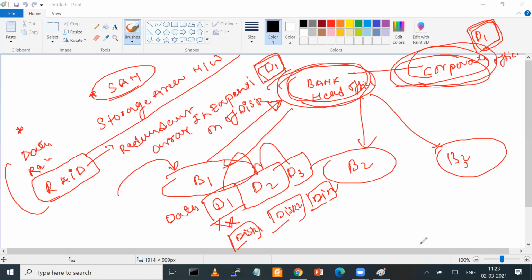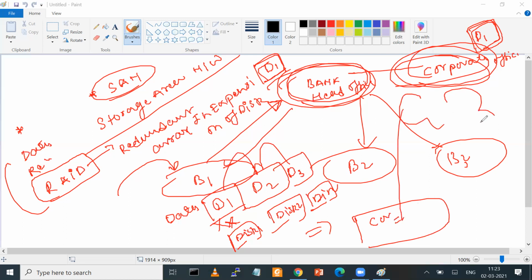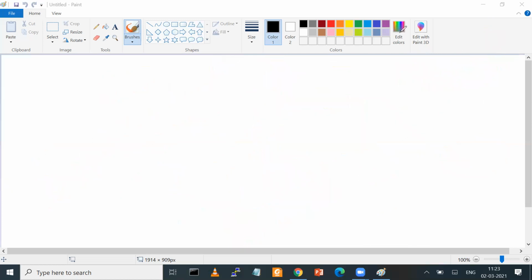Or a storage area network can be like this also. I'm saving my data to my local computer as well as on the cloud. So if I lose my data from my local computer, I can recover the same data from the cloud as well. So that is also an example of SAN.